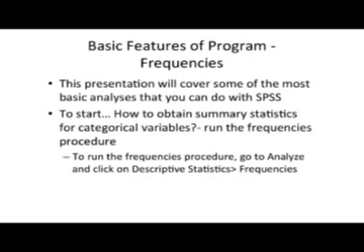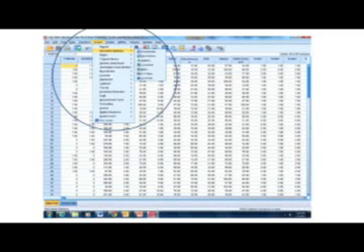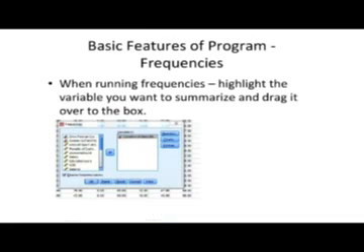And to start, I want to talk about the frequencies. Frequencies allow you to obtain summary statistics for your categorical variables. To run the frequencies procedure, go to the Analyze tab at the top of the page and select the Descriptive Statistics option. From the Descriptive Statistics option, you will then see the option for frequencies. Select frequencies. Once you select frequencies, a menu box will pop up. What you need to do from here is highlight the variable or variables that you want to summarize, and drag them over to the box.